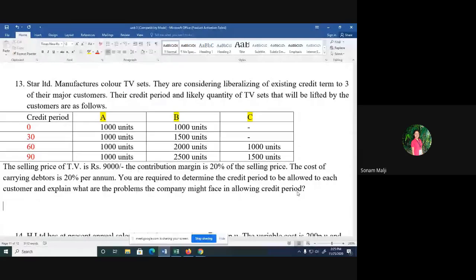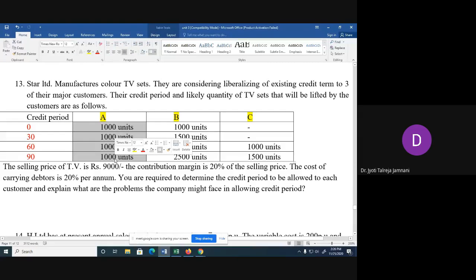Yes, ma'am, got it. So we need not give credit. Correct. There is no need to give credit to customer A because when I'm increasing the credit period, he is not increasing his purchase. He will still buy 1000 units. You give him 0 days or you give him 90 days to pay. He says, whenever I'm going to pay, but I want only 1000 units. I'm not going to purchase more. So when we are giving him 0 credit, he's purchasing those 1000 that he requires. Then there is no need to give him credit period.